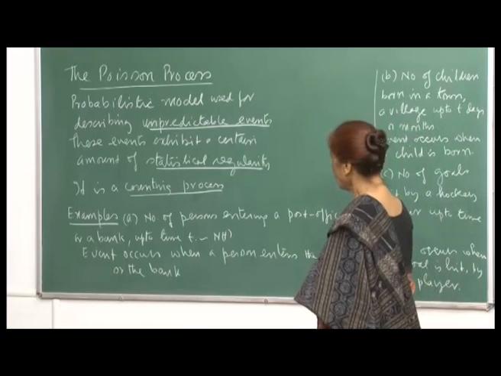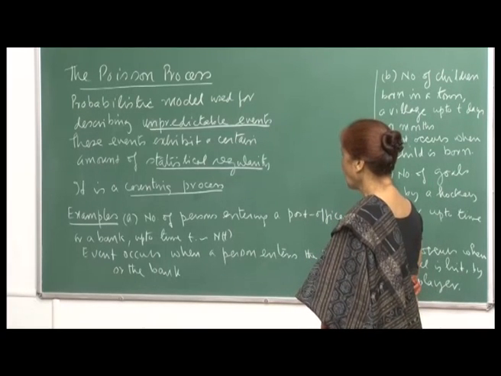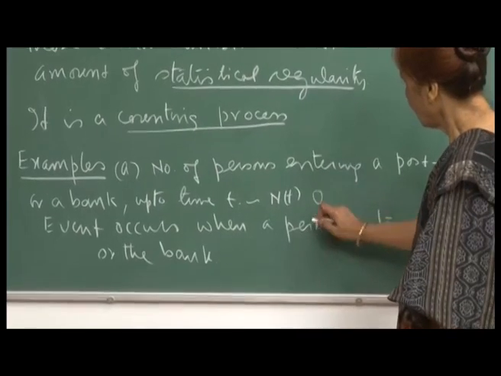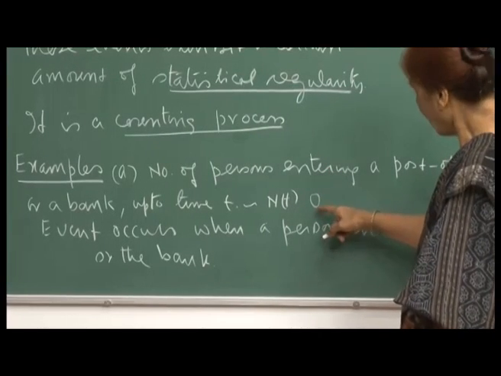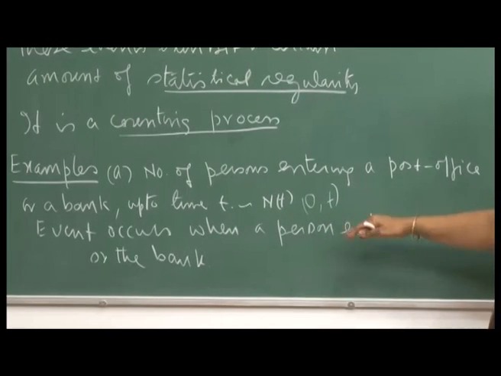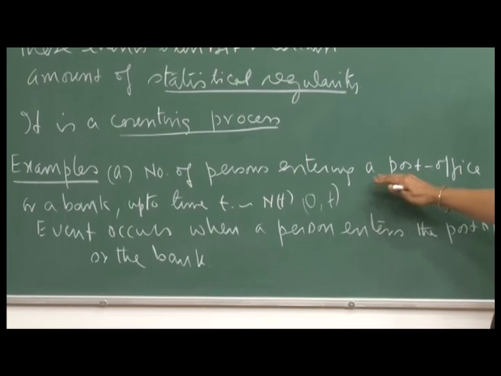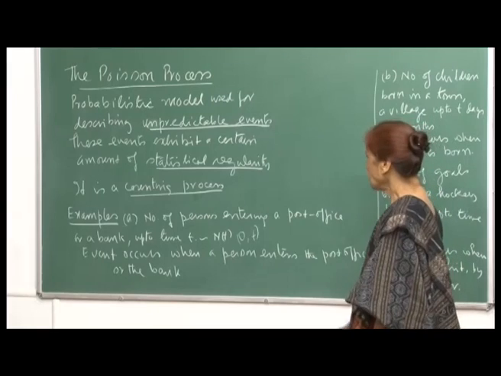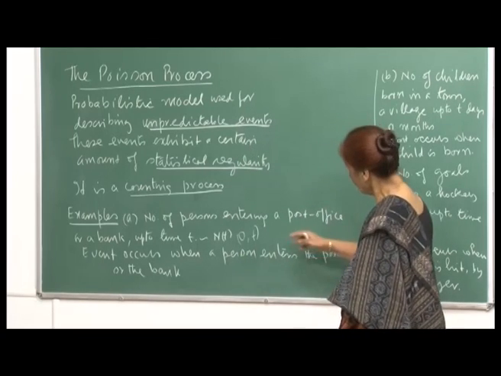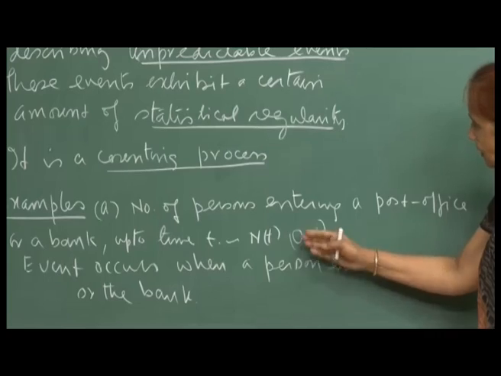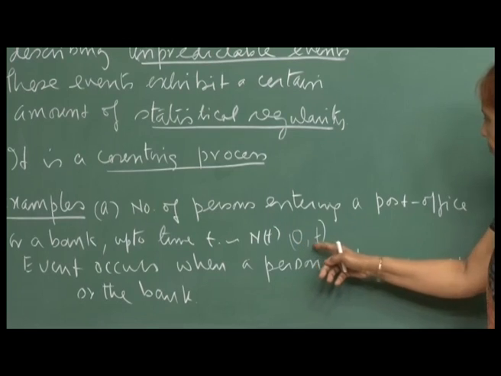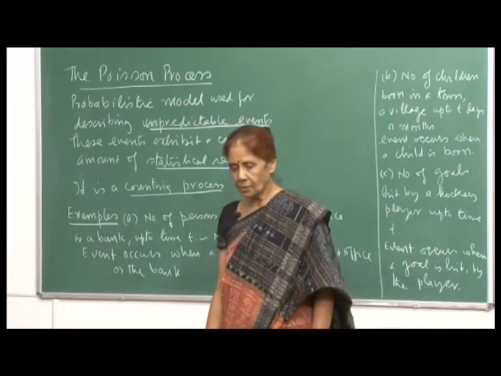Okay. Now, the examples, as I said, are the number of persons entering a post office or a bank up to time t. When I say N(t), the time to start counting the events starts at 0 and goes up to time t. An event will occur when a person enters the post office. So N(t) will give you the number of people who have entered the bank or the post office from time 0 to t.